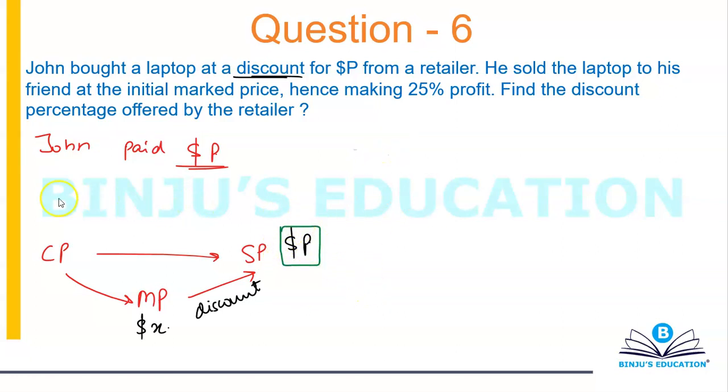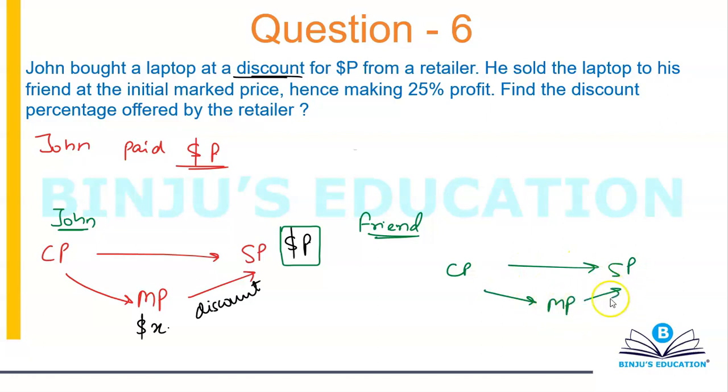So this was the scenario for John. If we talk about his friend, and if I draw this again, then this $P will basically become the cost price, if we think from the friend's perspective, because John paid $P in order to purchase that product. Okay, he made a profit of 25%, and he sold it at the initial mark price, which we took to be X.